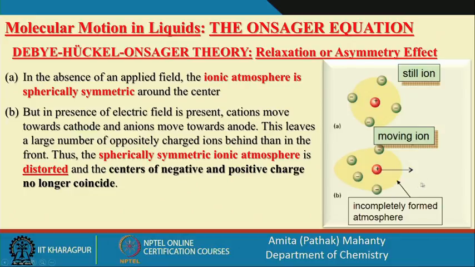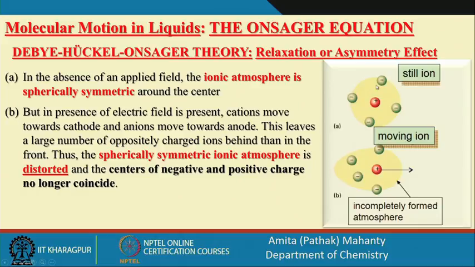When the ions are moving pretty fast, the ionic atmosphere which should be generated does not have the time to be formed. What you have is that the center of the negative ions is somewhat distorted relative to the central ion, like this. So, this is no longer symmetric.